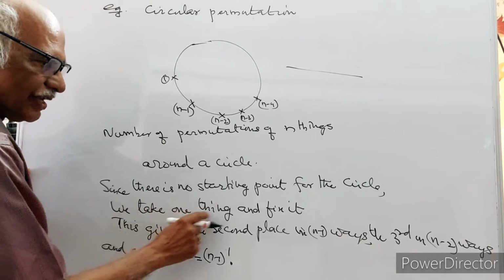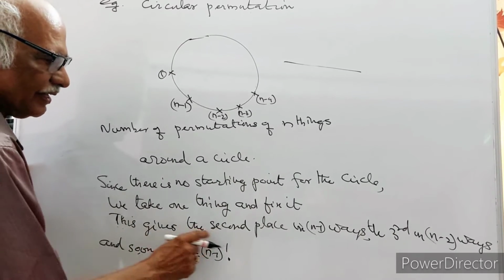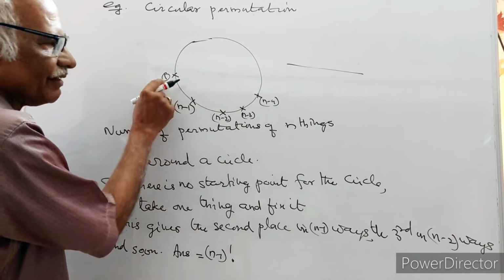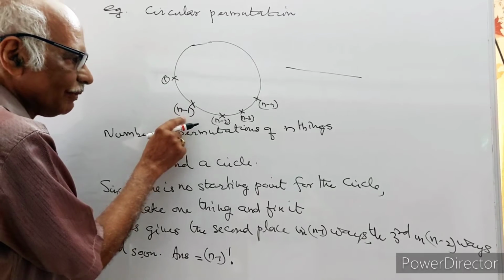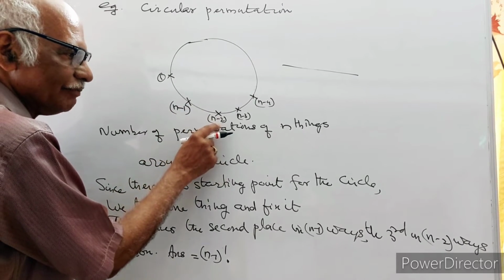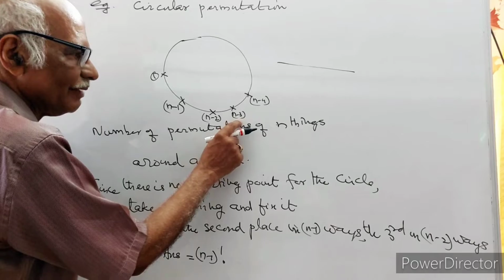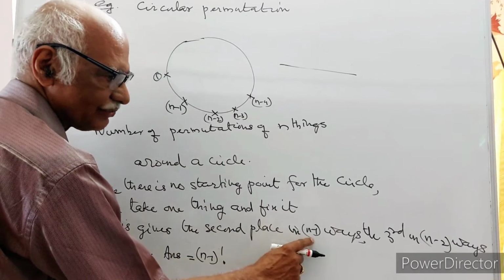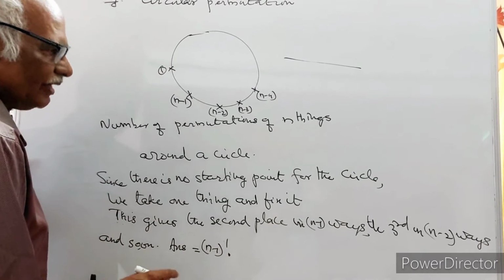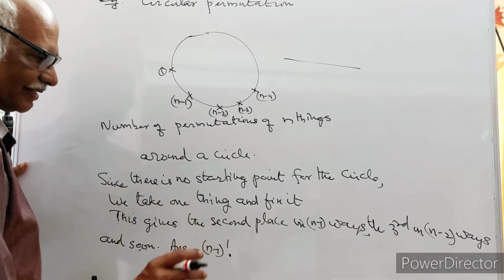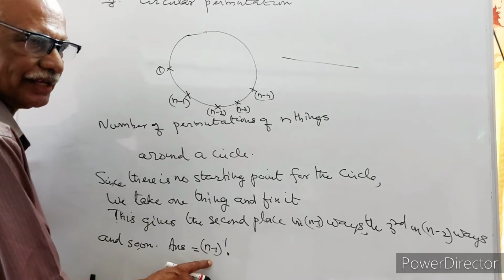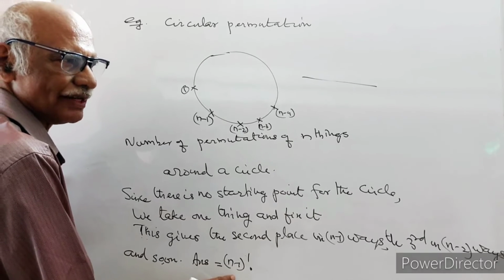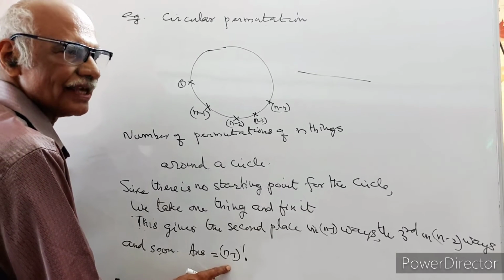We take one thing and fix it. This gives the second place can be filled in n-1 ways, because one thing has been taken for this. So the second place in n-1 ways, the third in n-2 ways, the fourth in n-3 ways, and so on. So finally, the answer is (n-1) × (n-2) × (n-3) × etc., giving factorial (n-1). So if n things are there along a circle, the number of arrangements is only (n-1)!.